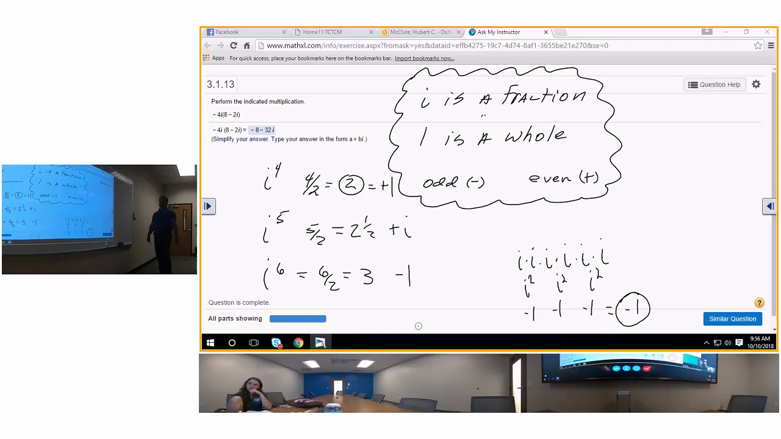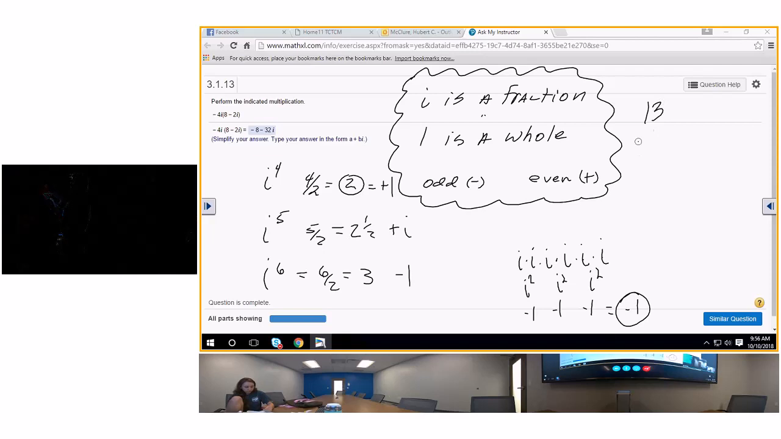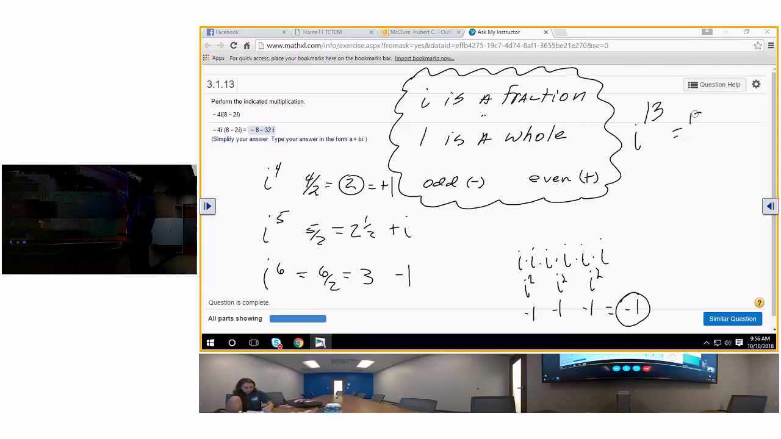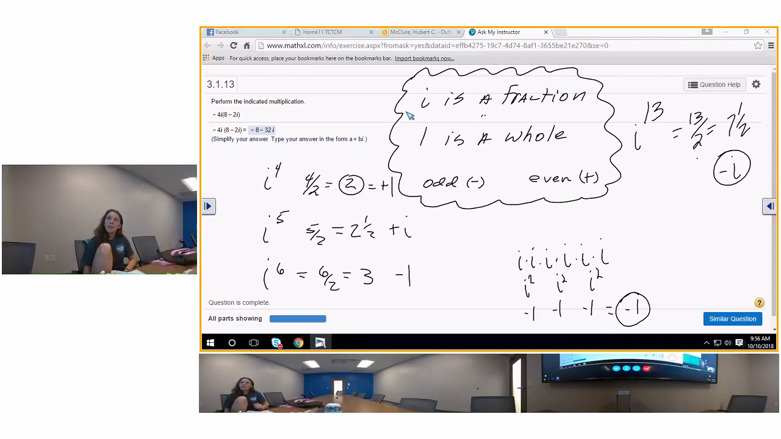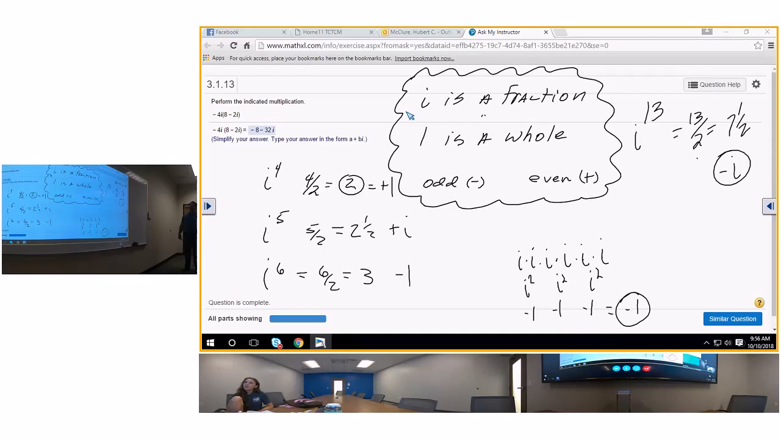Okay. So 13. i to the 13th power. 13 divided by 2 is equal to what? 7 and 1/2. That's a fraction. So your answer is i. 7 is odd. So your answer is -i. Now, do you understand? I do.